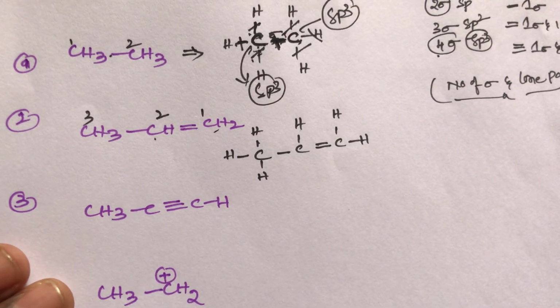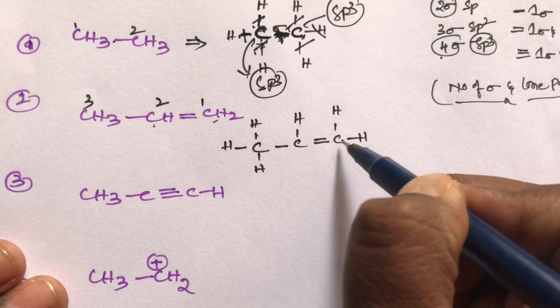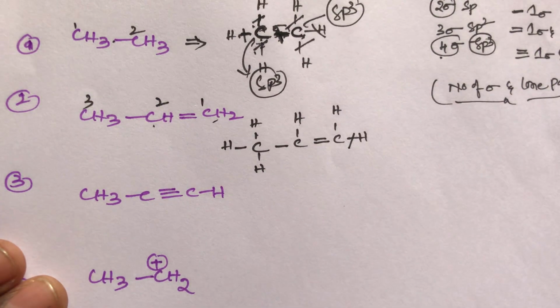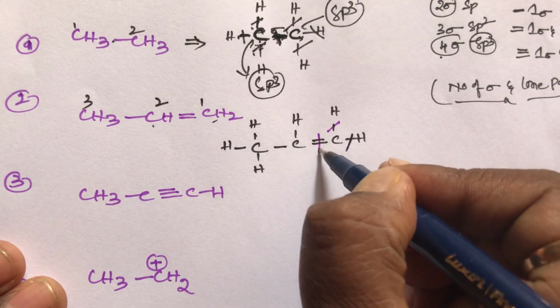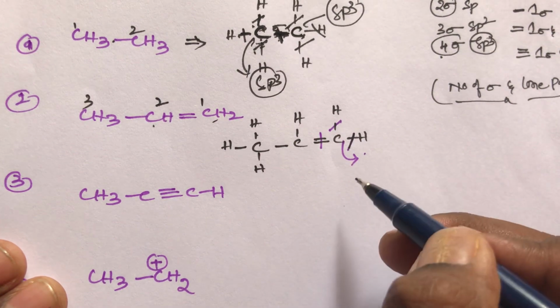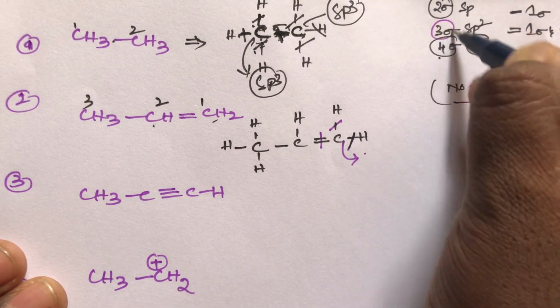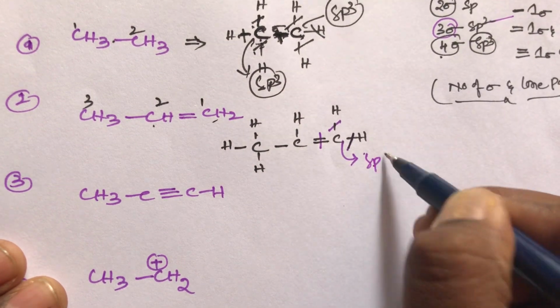Around this first carbon, how many sigma bonds are there? Here 1 sigma, here also 1 sigma, here also 1 sigma, here also 1 sigma. So around this carbon 3 sigma bonds are there. So 3 sigma bonds means the hybridization is sp2. This first carbon undergoes sp2 hybridization.